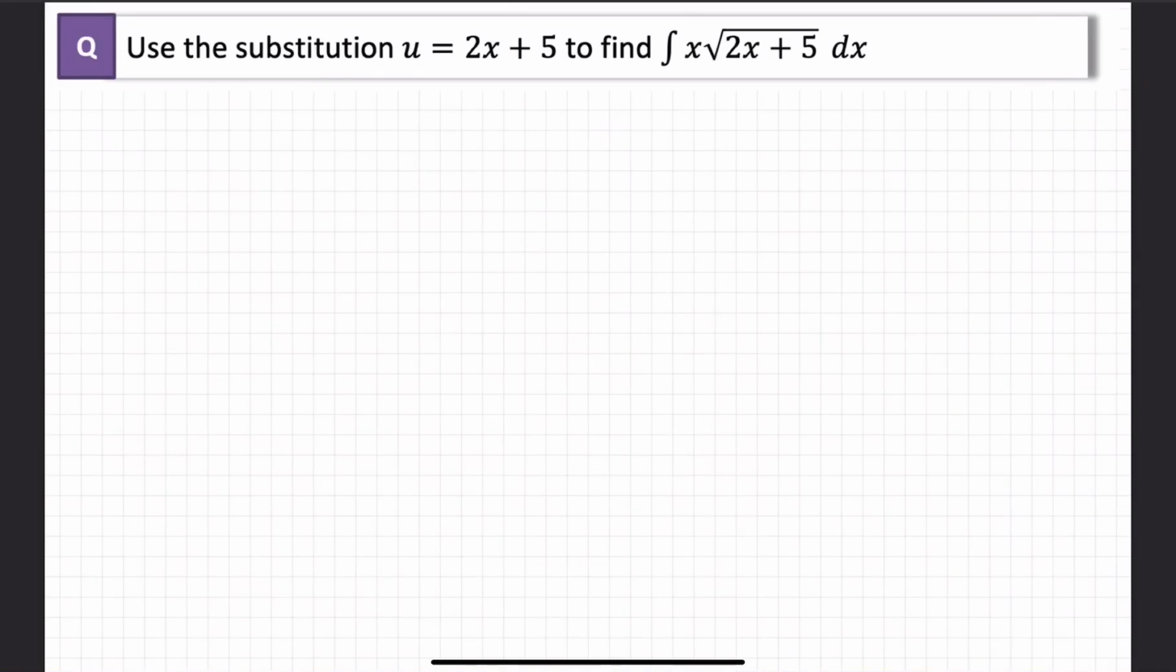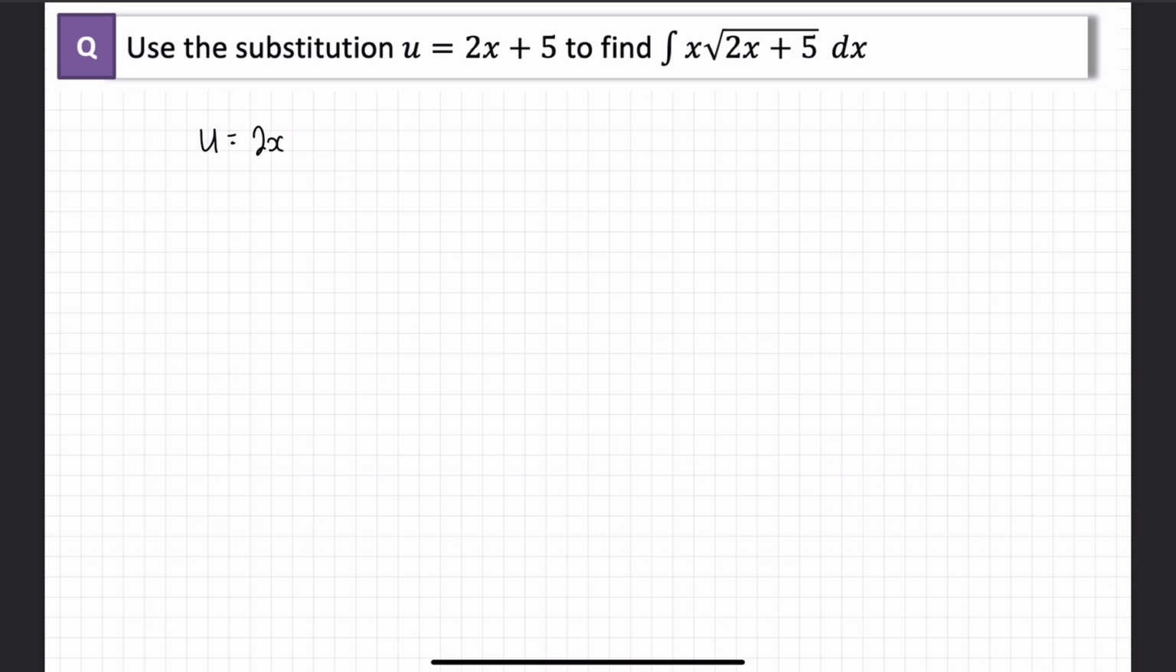Okay, integration by substitution. More often than not, you'll be given the U substitution. I'm going to do this question twice. I'll show you the alternate method later on. But let's look at this first. Okay, U equals 2x plus 5. Cool. So, let's make that nice and simple.